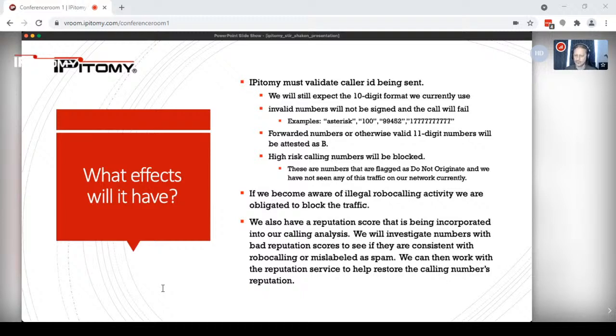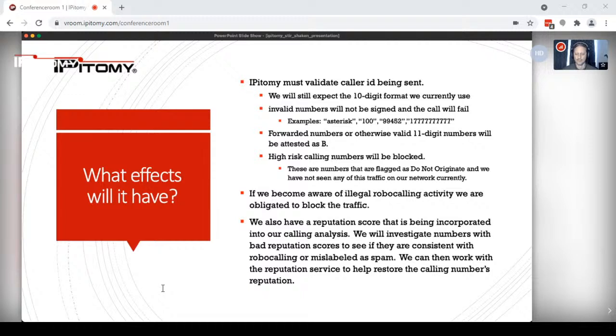A forwarded number or otherwise valid 11-digit numbers will be attested as B because we don't know about the ownership of the number. Somehow we have to know about the ownership of the number to attest it A. High-risk calling numbers are going to be blocked. This is not currently the case, and we have not seen any of these numbers.